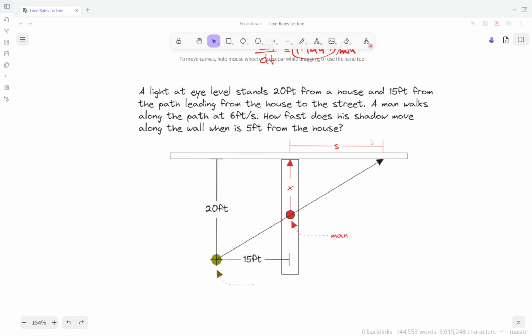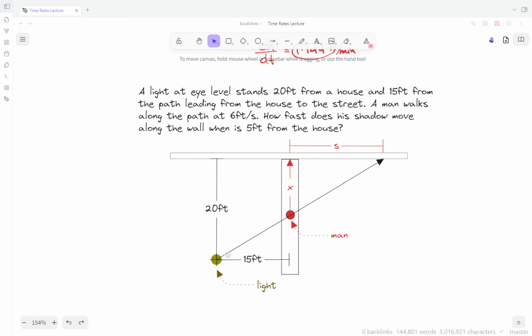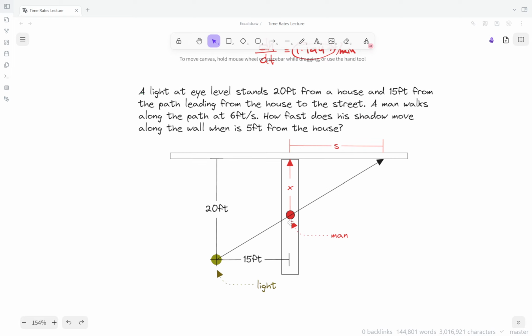So here we have a light at eye level that stands 20 feet from a house. We're referring to this green yellowish thing right here. I think I've messed up copying the label. It's the light for this house. So it is 20 feet from the wall of the house, and it's 15 feet away from the pathway directly towards the house. During that time, a person, labeled by this dot, I can't really draw a person, but there's a person right here, is moving towards the house perpendicular to the wall.